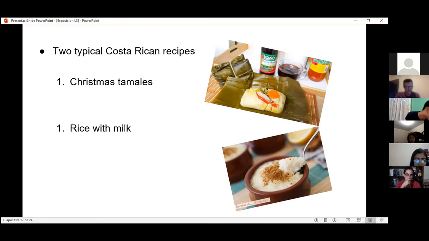And in December, the whole family makes traditional Christmas tamales, which is not to say that you cannot have them any time of the year, made with the corn, chicken, pork, rice, and vegetables.